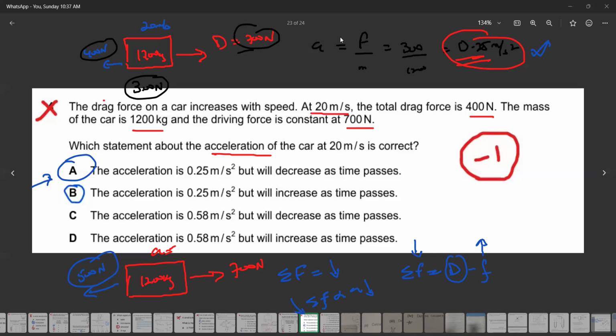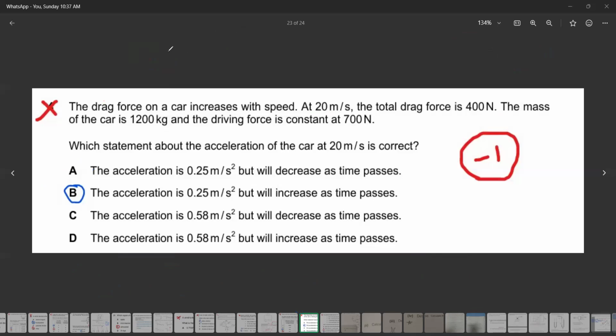Yes, I will repeat. Look, you have a car which has a constant driving force of 700 newtons and a drag force, the force which is opposing the motion, of 400 newtons. The mass of the car is 1200 kg. When you calculate the acceleration right now, it will be 300, the resultant force, divided by 1200, the mass. So acceleration is 0.25. Because this car is accelerating, what should happen to the drag force? The drag force should also increase.